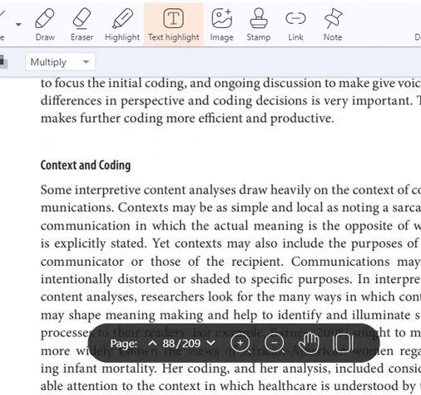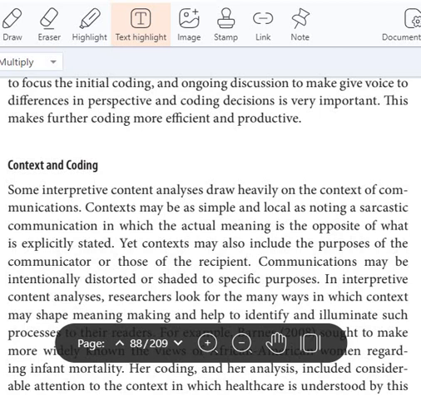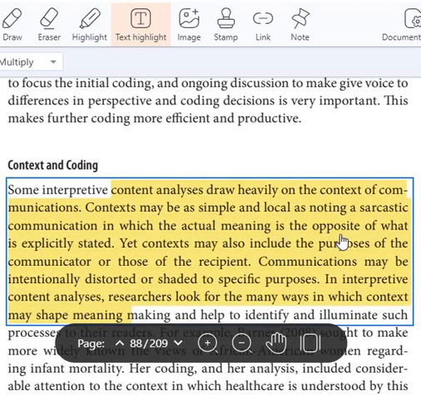Okay, I have mentioned in the beginning that context is very important here. It plays a good role. Some interpretive content analyses draw heavily on the context of communications. So this talks about the role of contexts. Contexts may be simple, may be local, as noting a sarcastic communication in which the actual meaning is the opposite of what is explicitly stated. Yet contexts may also include the purposes of the communicator or those of the recipient.